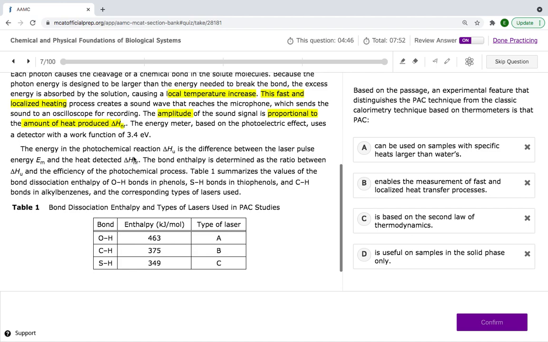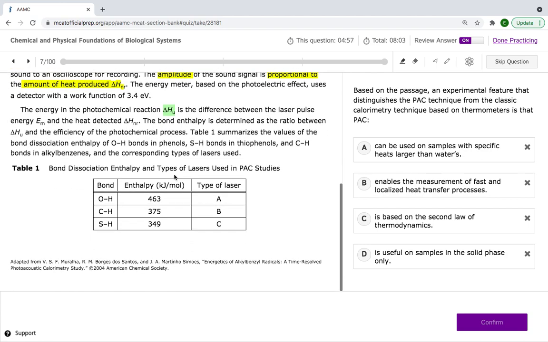The energy in the photochemical reaction, delta HU, is the difference between the laser pulse energy, EM, and the heat detected, delta HNR. So the laser energy minus the heat detected gives you delta HU, which is the energy in the reaction. It makes sense. It's not too bad. The bond enthalpy is determined as a ratio between delta HU and the efficiency of the photochemical process.